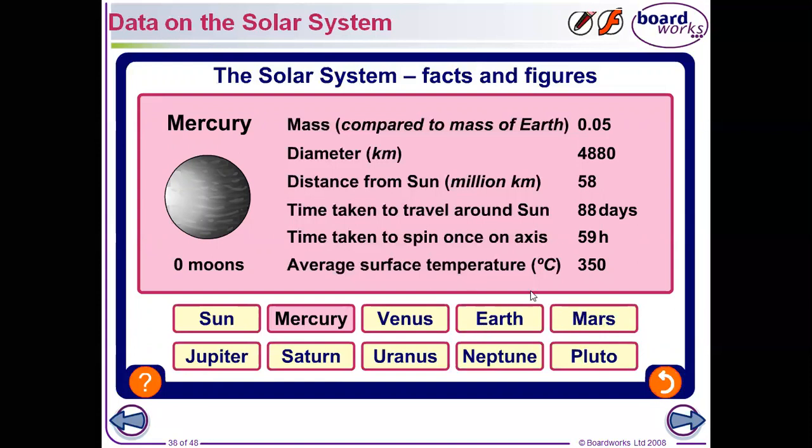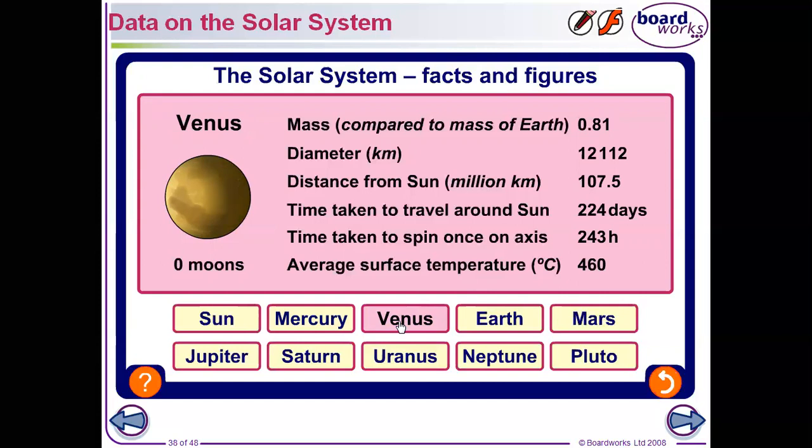And it takes about 59 hours to spin around its axis. Okay, remember it takes 24 hours for Earth to spin around its axis. And this is the average temperature, 350 degrees Celsius. Now, we have Venus.